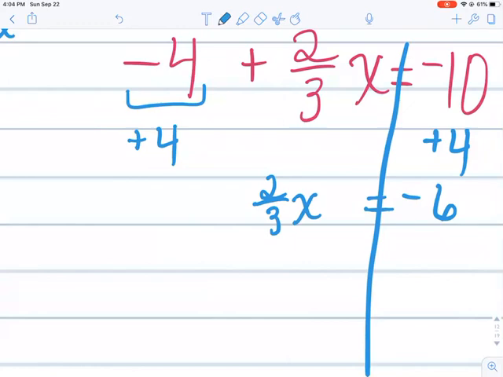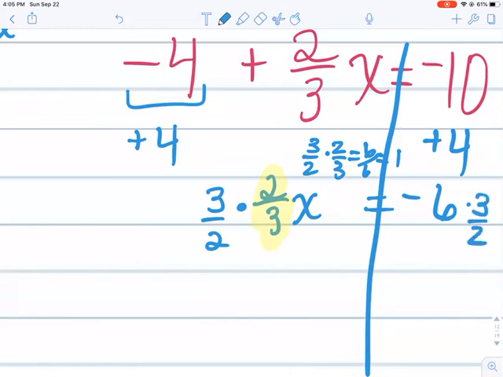Currently it's 2/3 x, which means, the way multiplication works, 2/3 of x gives you negative 6. So x is going to be a number further from 0, a larger negative number still. So we're going to turn the 2/3 into a 1. And the way we can do that is by multiplying by its reciprocal. 3/2 times 2/3 is 6/6, or just 1. So we're going to multiply both sides by 3/2.